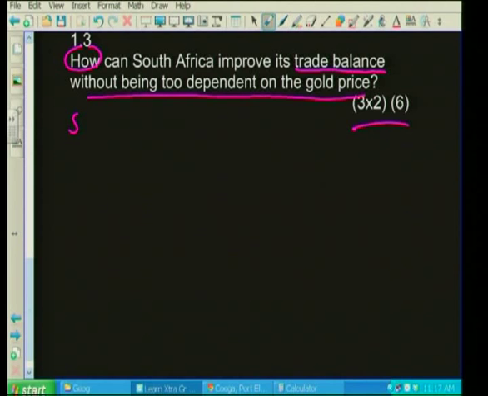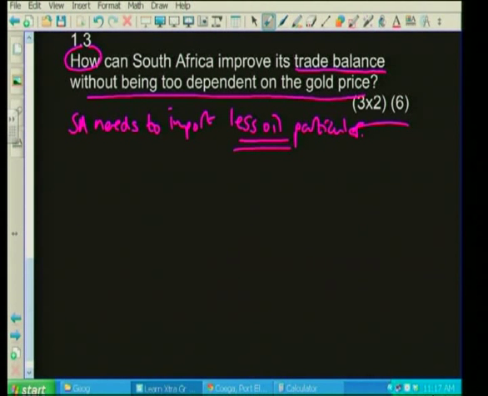First of all, we can say South Africa. Remember, I've written essay, but you need to write out South Africa in your exam. Don't use too many abbreviations. I'm just trying to save us time here and get through more questions. But when you're writing properly, you need to write out in full. South Africa needs to import less oil in particular. Oil costs us a lot of money. And if we can import less oil, that will mean we depend less on the gold price for our economy, and we can save money.